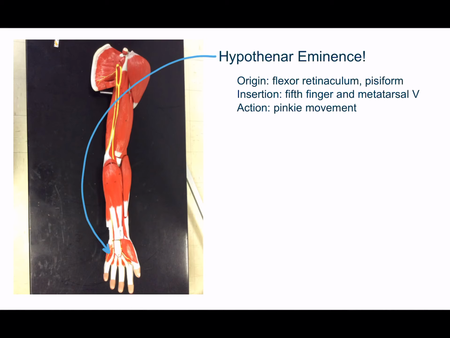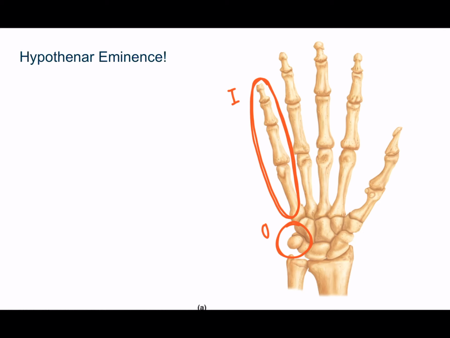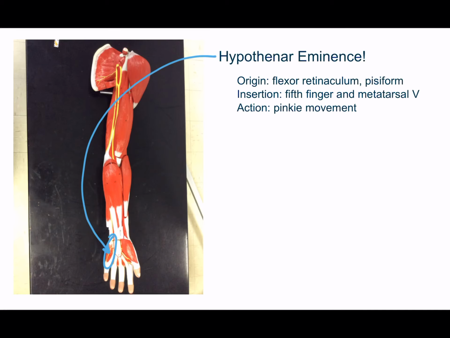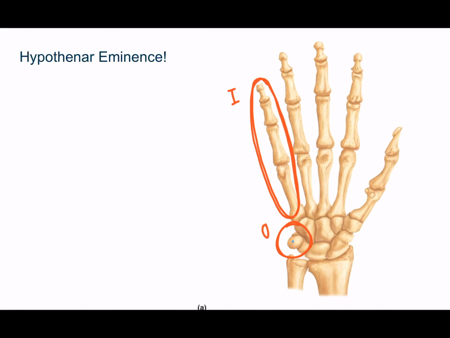Then on the opposite side is the hypothenar eminence, which originates on the flexor retinaculum, the pisiform. It's going to insert on the fifth finger, your pinky, and the metatarsal 5, which is the metatarsal leading to your pinky. Its action is pinky movement. So you see it right here, and it's going to originate down here at your pisiform and in the front at the flexor retinaculum, which is going to run right here. So then it's going to go up, and it's going to insert on various parts of the pinky.